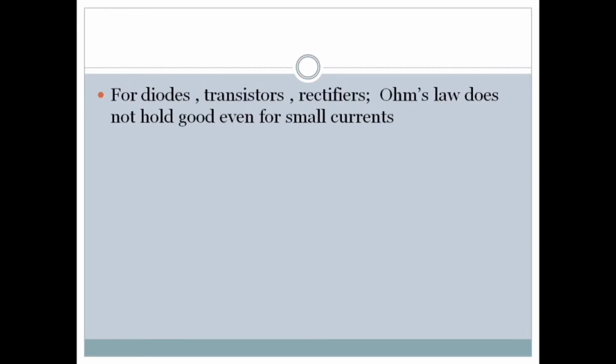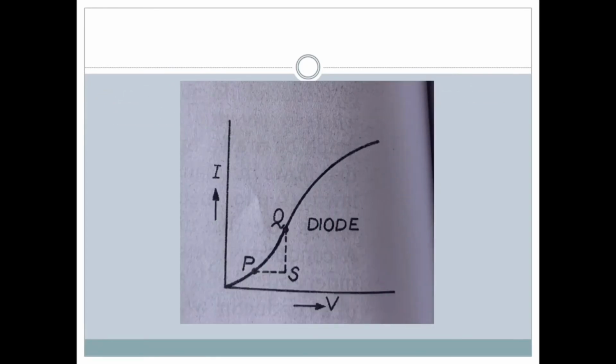For diodes, transistors, and rectifiers, Ohm's law does not hold good even for small currents. For these cases, the ratio of V and I, that is R, is not constant. The figure shows the VI graph for a diode. This is the IV graph for a diode. This is the characteristic curve of a diode. It is evident from the last part of the curve that after a certain limit, the current does not increase even on increasing the potential difference.